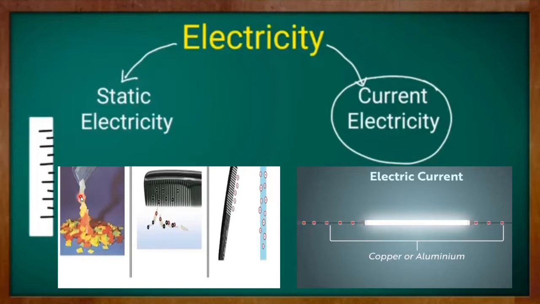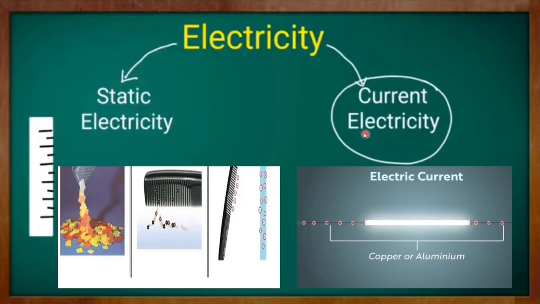If you rub the plastic scale across your hair and bring it near the paper pieces, then those paper pieces are attracted by the scale also. It is because, in this figure, you can observe that when you rub it against the hair, they will produce static charges. As the name suggests, these charges will not move. So when it is held near the paper pieces, the paper pieces will attain the opposite charges. Therefore, they attract each other.